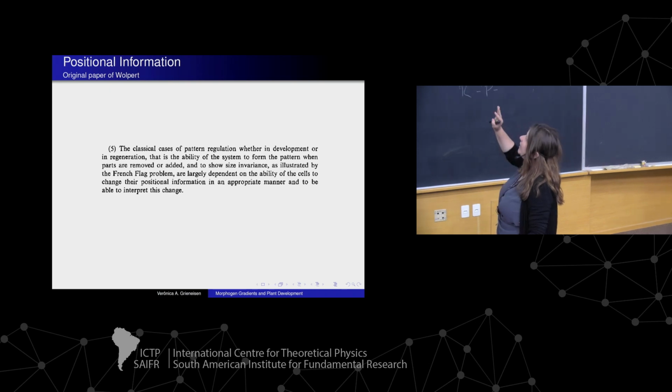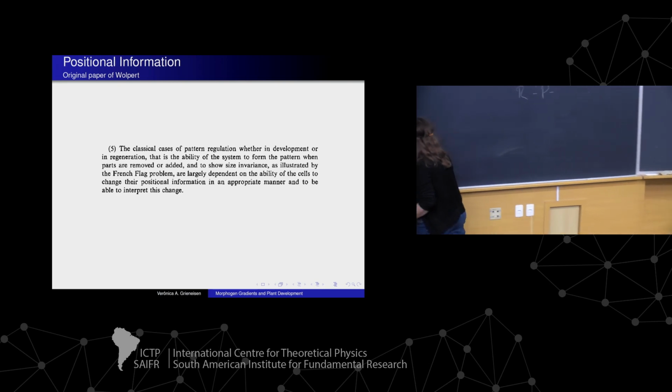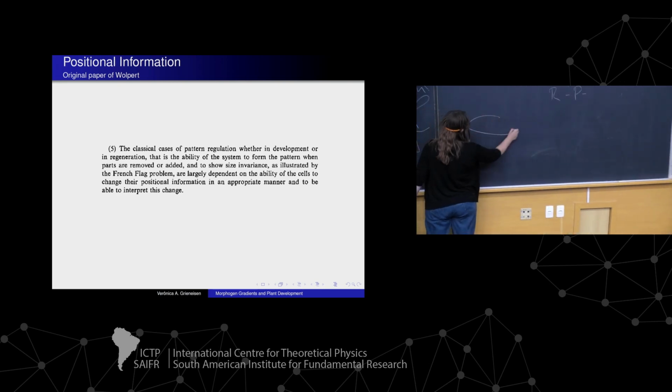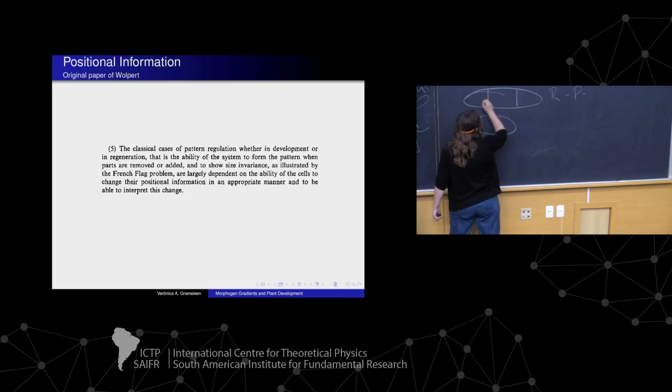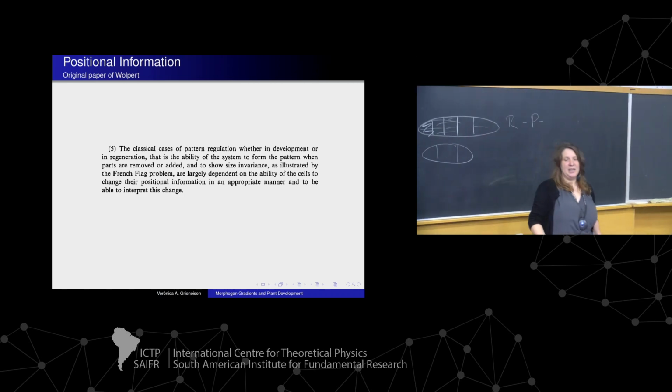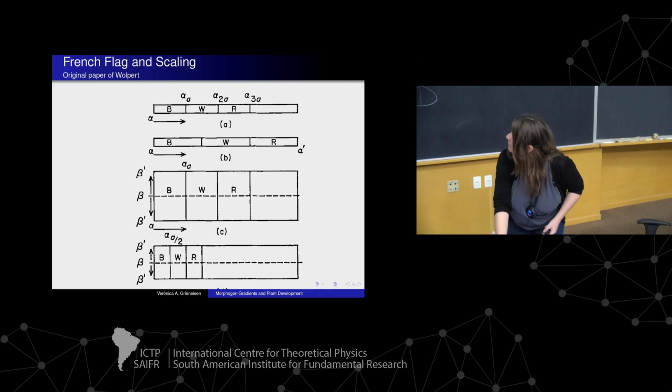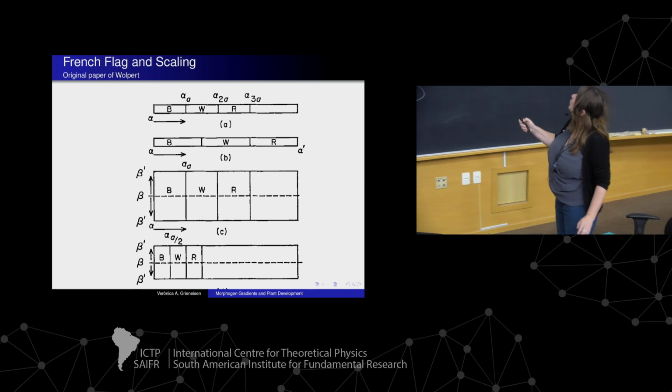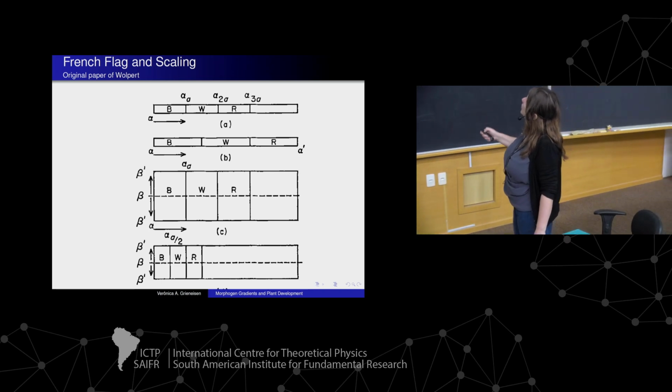But the question that he originally proposed was different, because things were growing. So you have a little embryo with these different regions, and it's growing. How do you make sure that it keeps the same French flag? That's why you call it the French flag. He didn't want it to become like this. He wanted something that would scale with the system. He was thinking about it very theoretically: blue, white, red, we have it bigger, how do we do this?